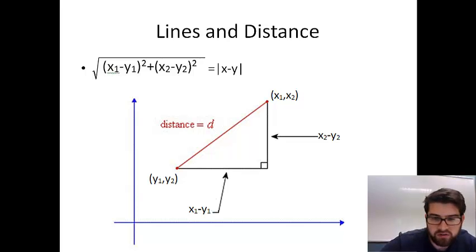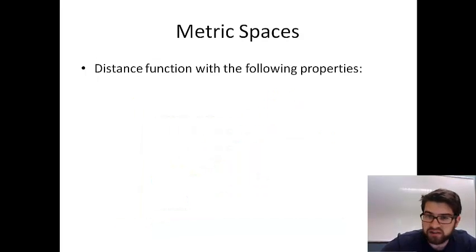And so what we do is we develop metric spaces, and these allow us to define distance in many other ways besides the Euclidean metric. For something to be a metric space, it has to fulfill the following three properties.